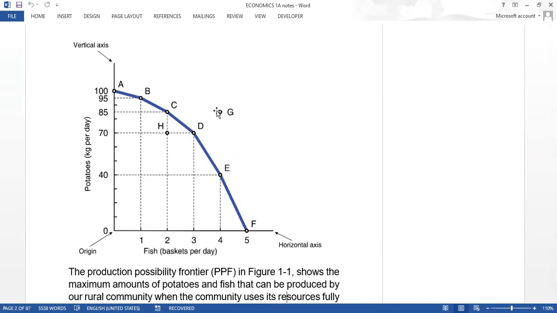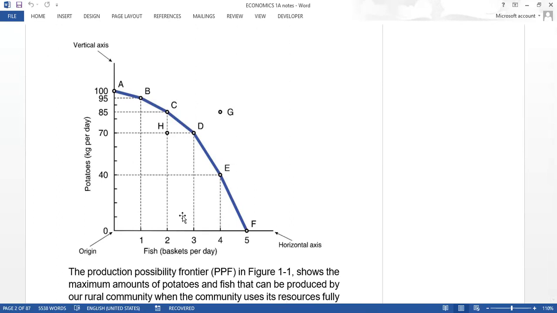So opportunity cost in economics refers to the value of the foregone alternative. So you'd find out that when it comes to choices within the subject of economics, you are always having choices of either to produce potatoes or either to produce fish. This is a phenomenon that you always find in many instances other than potatoes and fish. It can either be you choosing either to work or to just take off a holiday. These are the choices that you have.